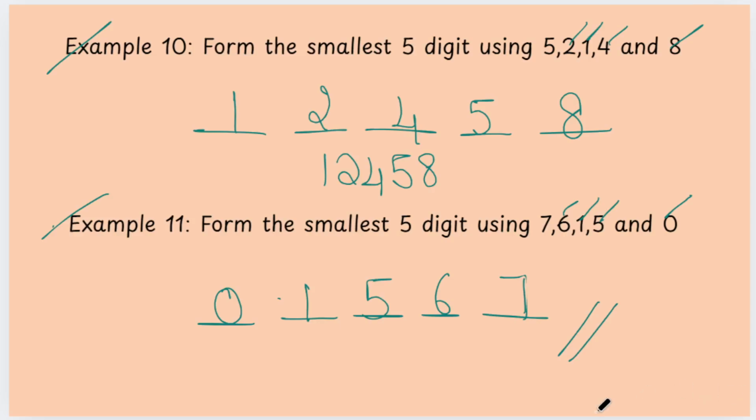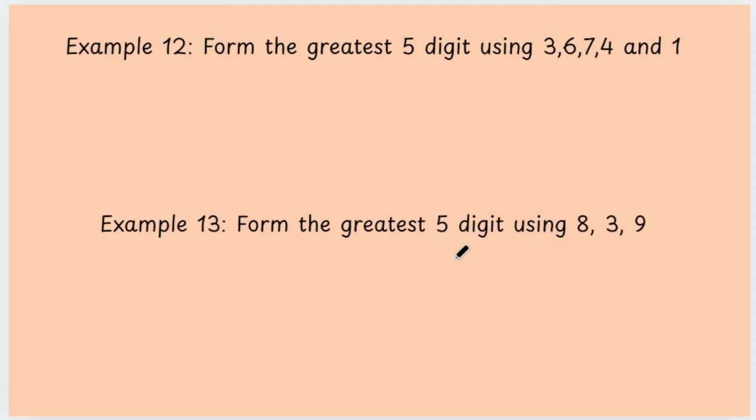Okay. So the next example is to form the greatest 5-digit number using 3, 6, 7, 4, 1. Let me just draw 5 dashes. I have to fill the 5 dashes. Okay. First of all, which is the greatest digit? Which is the biggest number? 7 is the biggest number. So write it in the first dash. Then 6 is the biggest. Then 4. Then 3. So the next one is 1. Okay, this is how you have to form the greatest 5-digit number.